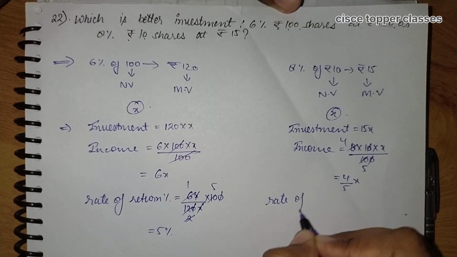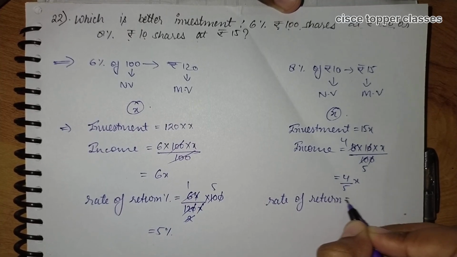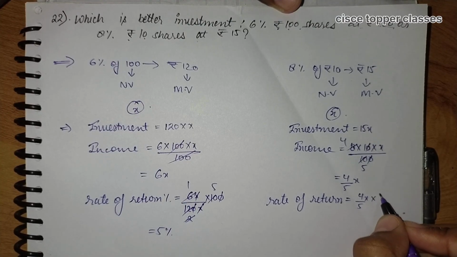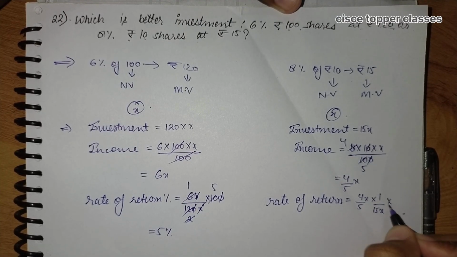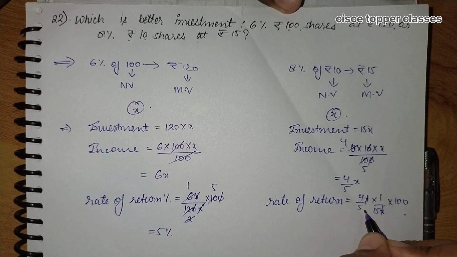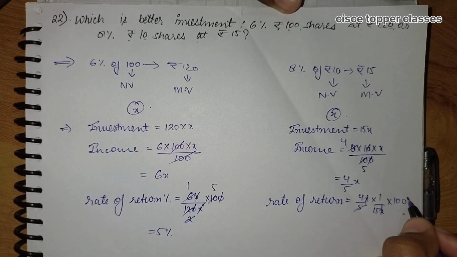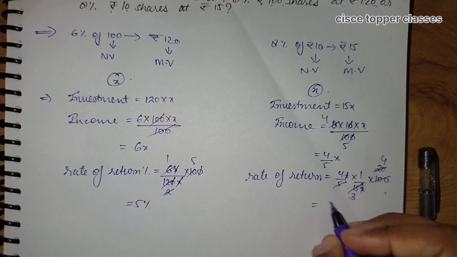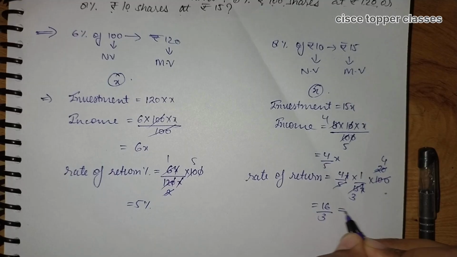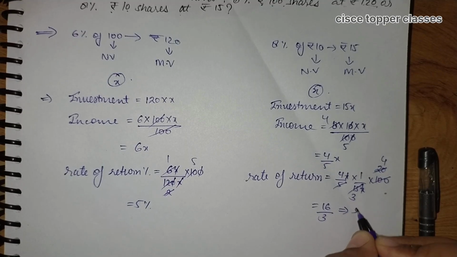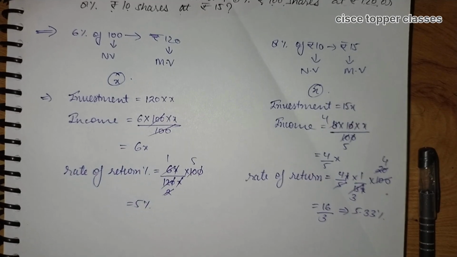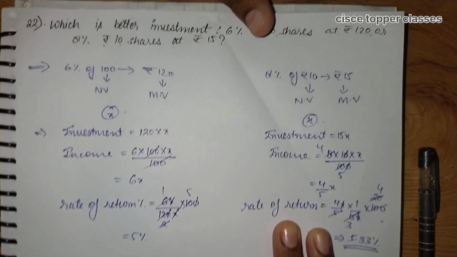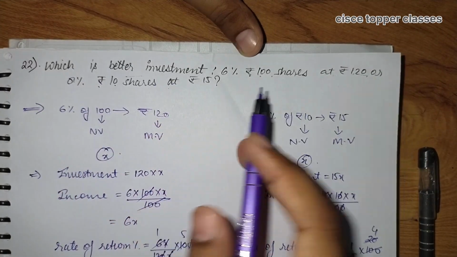In the second case, the rate of return will again be investment, this is 4 by 5x into 1 by 15x we can write into 100. So x will cancel out, and here we can cancel out this part also by 20, and this part 3 by 4. From that we can write, this is 16 by 3, means 5.33% is the rate of return in this case. Means in this case the rate of return is greater, hence it is better to invest in 8% rupees 10 shares at rupees 15.